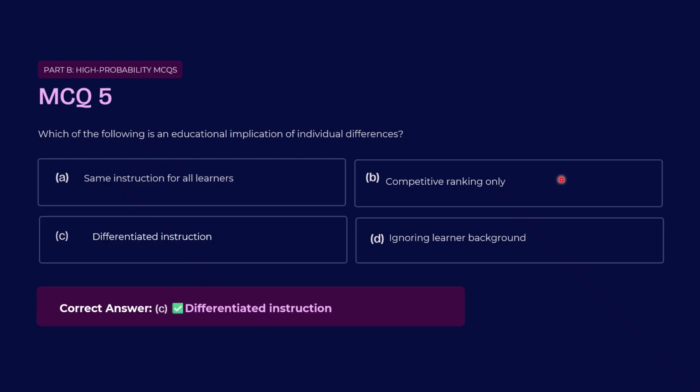And option D is ignoring learners' background. This option is completely against learner-centered education. A student's family, culture, language, and socio-economic background significantly influence learning. Teachers should understand these differences rather than ignoring them.